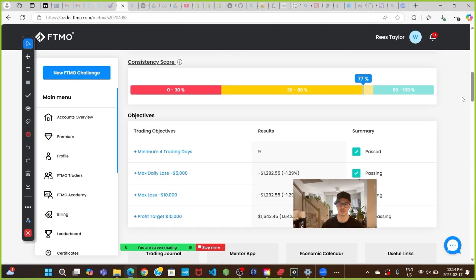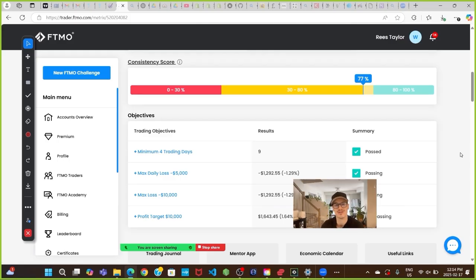First and foremost, let's actually get into the FTMO challenge itself. So this is phase 1 of the FTMO challenge. It requires me to make $10,000 trading capital. It's a $100,000 trading account, so 10% of that. My max daily loss is going to be $5,000 here. Currently sitting at $1,292 loss, 1.29%, and I'm currently at $1,643.45 profit, so 1.64% up on the account.